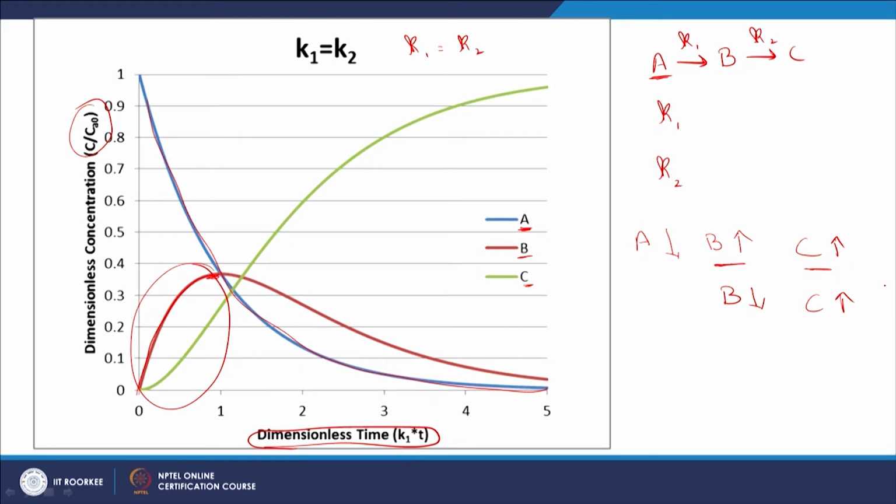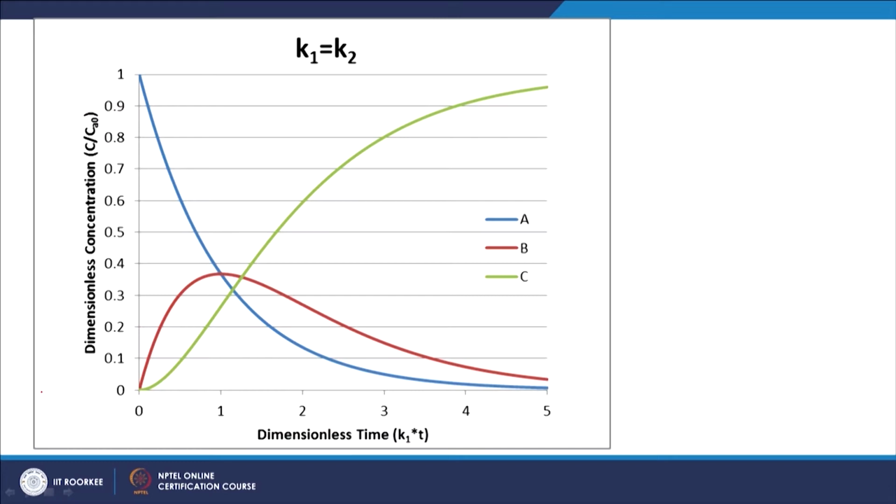So let us erase this and start afresh. A keeps decreasing, B initially increases to a certain point, and when it reaches a certain concentration the rate changes again. That is why you see that there is a net decrease. So initially there is a net increase and then there is a net decrease. With respect to C, you only see formation here. So that is what you are noticing here.